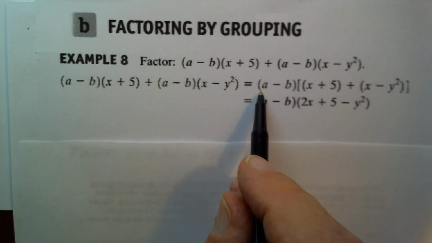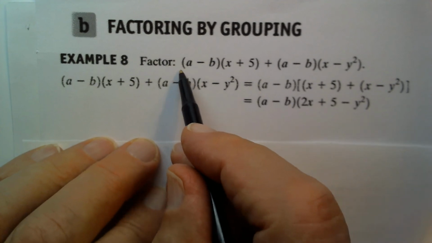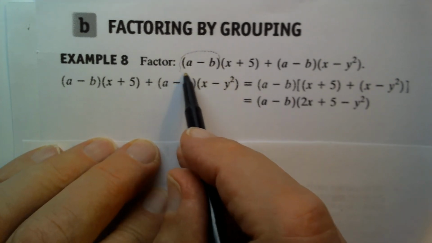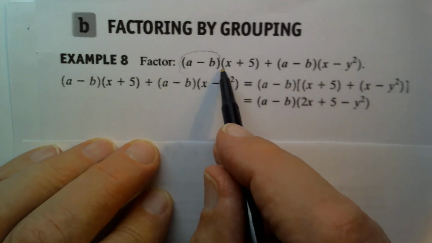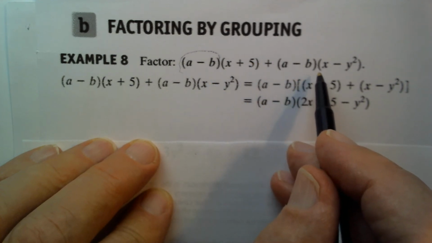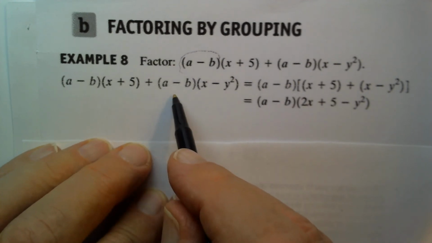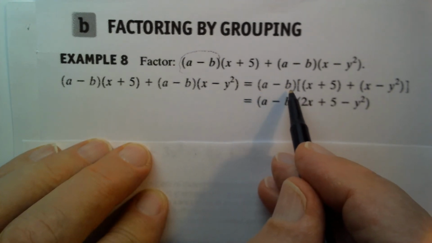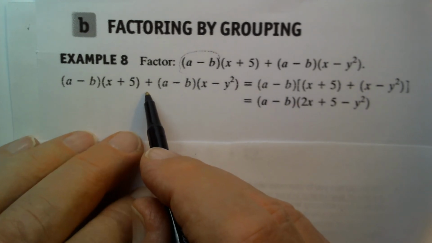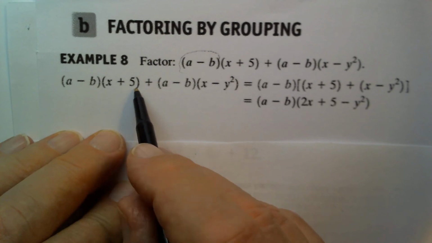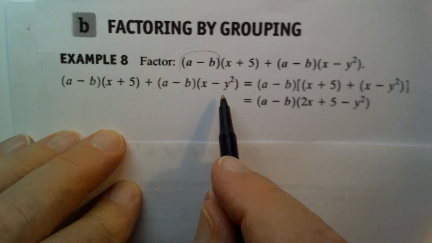And so far, the greatest common factor has always been a monomial. In this case, the greatest common factor is a binomial, a minus b. In other words, that's a factor common to both terms. So we can factor that out. And so if you write it this way, then it becomes (a minus b), and then inside the brackets, we have an x plus 5 and an x minus y squared.